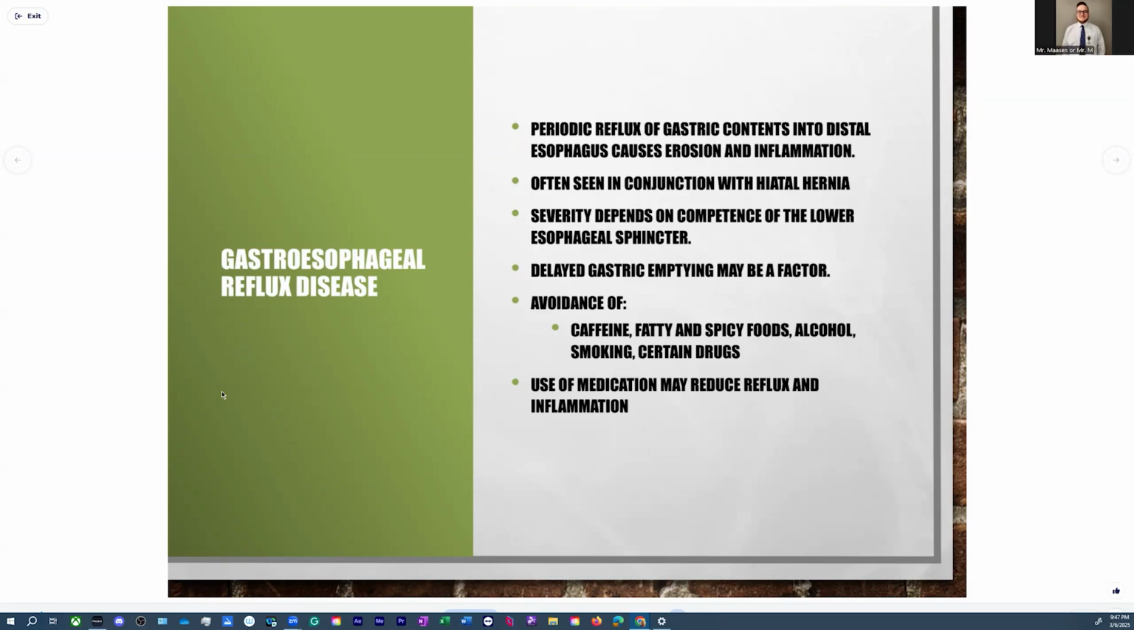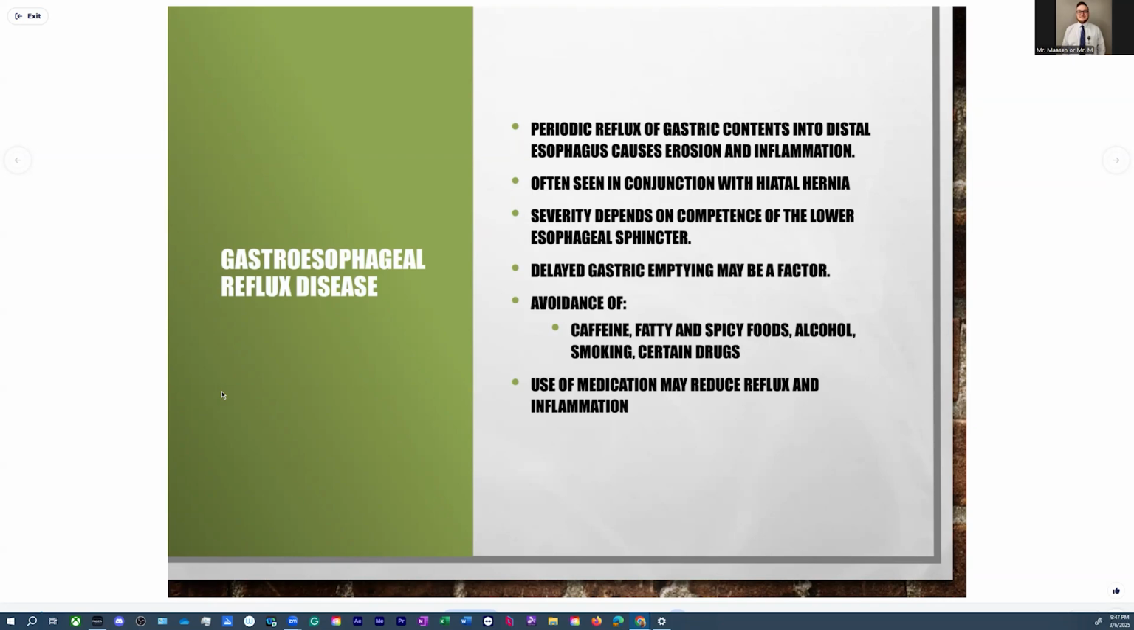Severity depends on how bad the reflux is, and symptoms can be variable. Some of the reasons this could happen is someone has delayed gastric emptying, which means that their stomach is delayed in emptying for some reason.